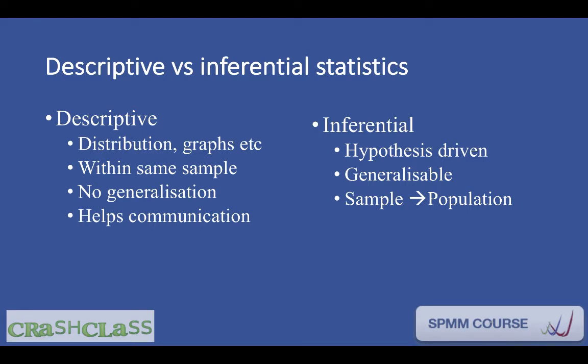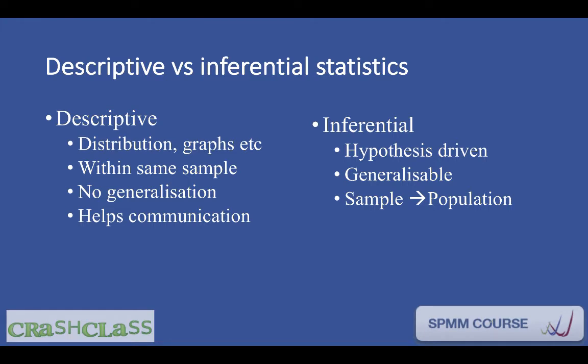So once we collect data, you start analyzing data. You could use two types of statistics to do the analysis: descriptive or inferential. Descriptive statistics uses things like distribution curves and graphs. It only describes the nature of the data within the same sample that you collected the data from. It doesn't tell you anything about the population. So you cannot generalize from sample to population using descriptive statistics. The purpose of descriptive statistics is to help communicate and describe the measurement that you have taken.